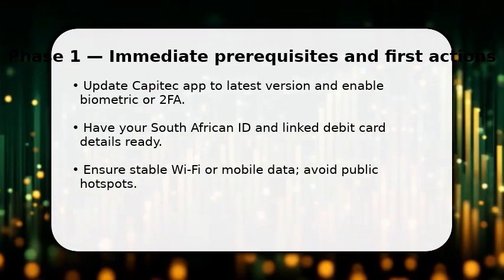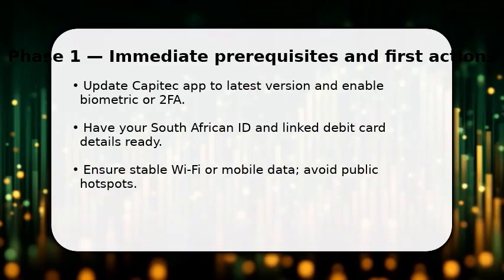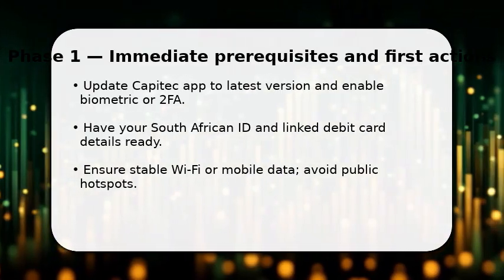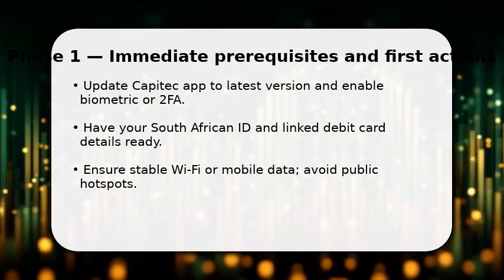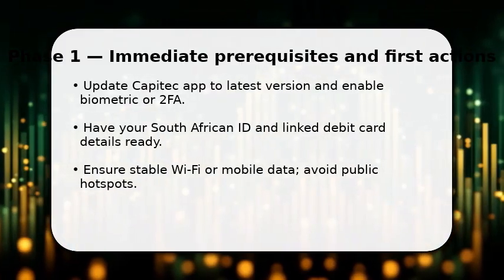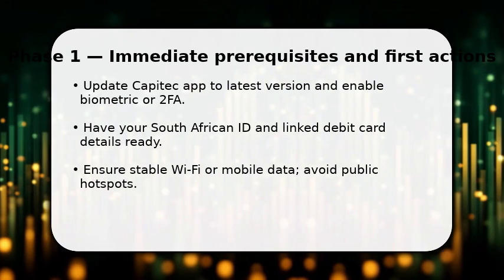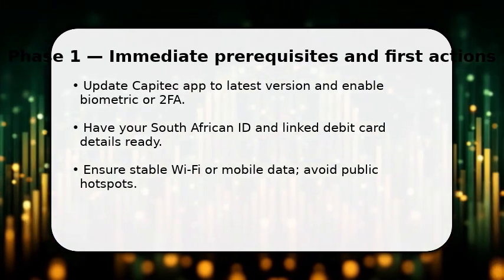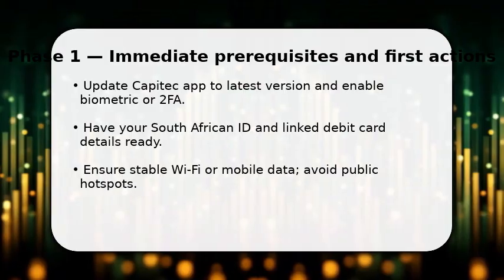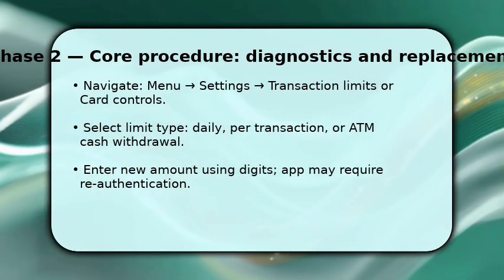Make sure your linked card is active and you can view recent transactions because the app recalculates available limits in real time. If you can't access settings, check network and app version before proceeding. This avoids interrupted changes. Now go to Menu, then Settings, and choose Transaction Limits or Card Controls.